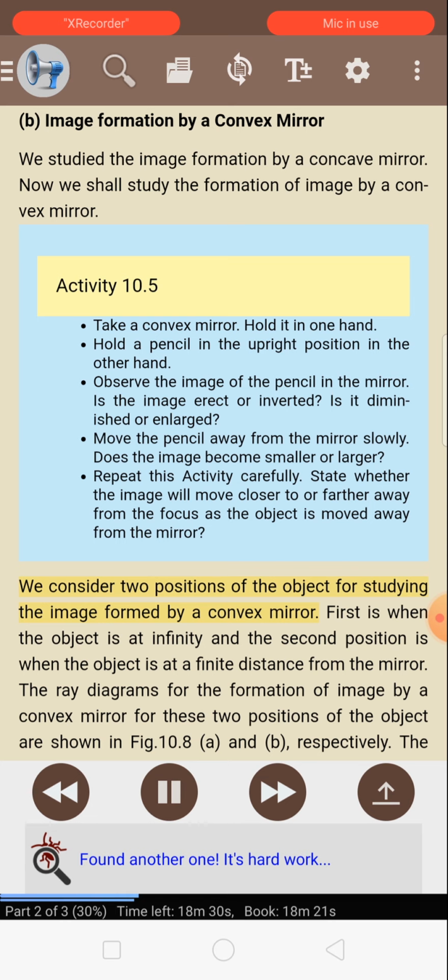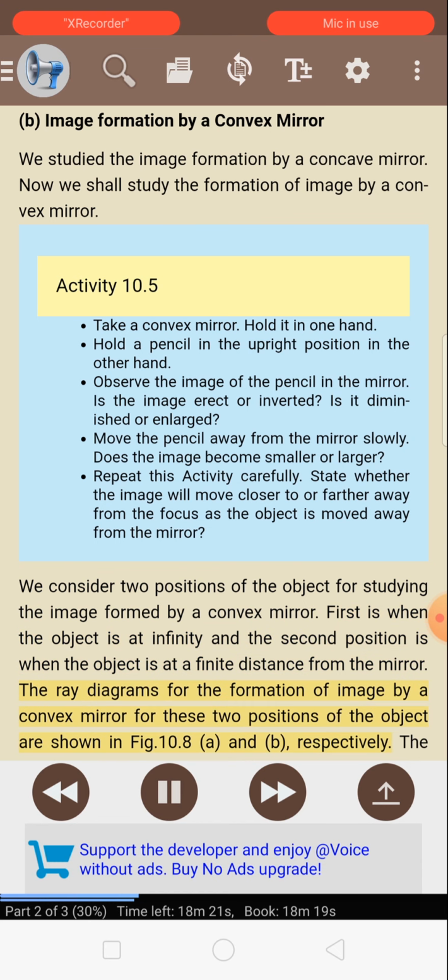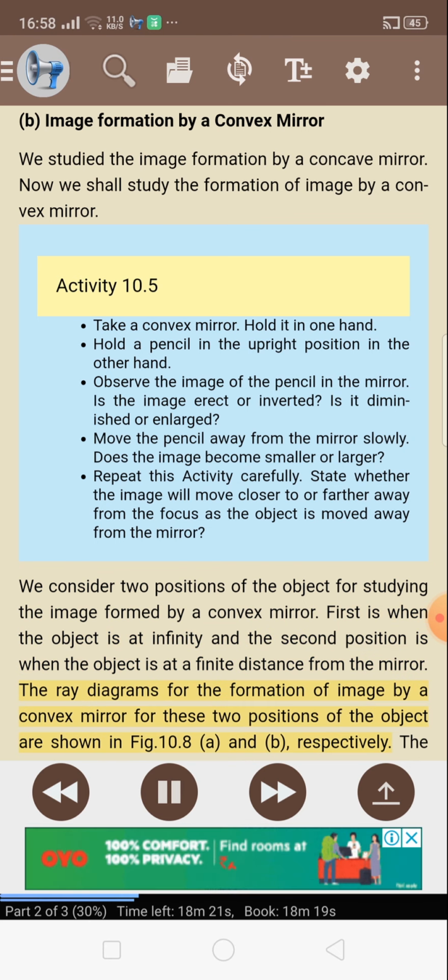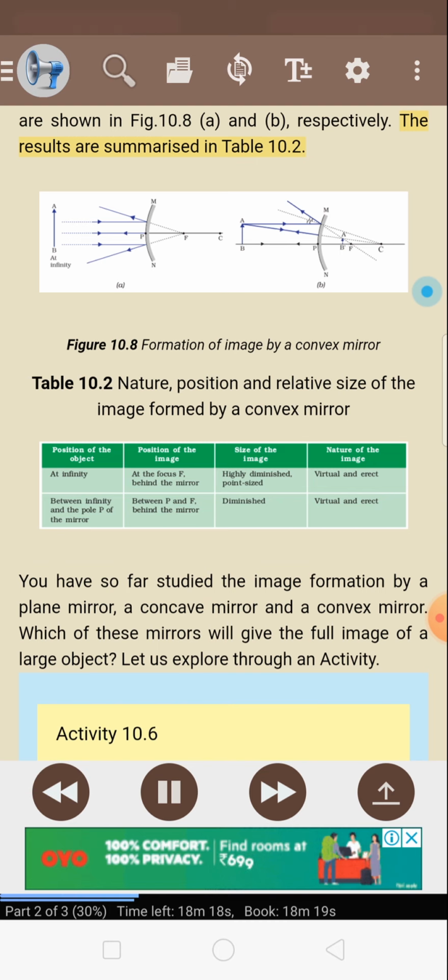We consider 2 positions of the object for studying the image formed by a convex mirror. First is when the object is at infinity and the second position is when the object is at a finite distance from the mirror. The ray diagrams for the formation of image by a convex mirror for these 2 positions of the object are shown in Fig. 10.8 (a) and (b), respectively. The results are summarized in Table 10.2. Figure 10.8 Formation of image by a convex mirror. Table 10.2 Nature, position, and relative size of the image formed by a convex mirror.